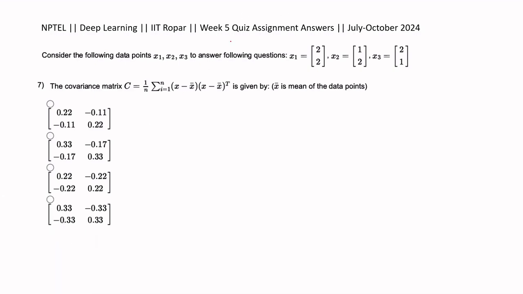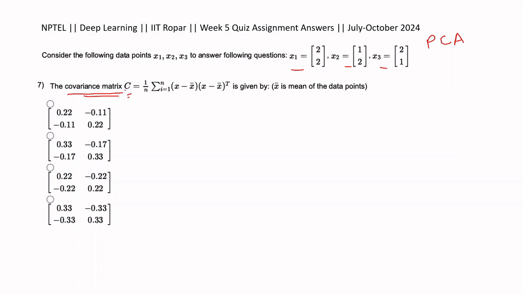Hello everyone. Today I am going to discuss how to calculate the covariance matrix given some data points. This problem is related to PCA. So here is how to proceed.